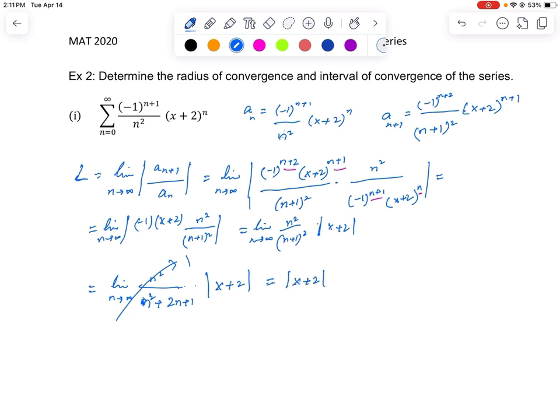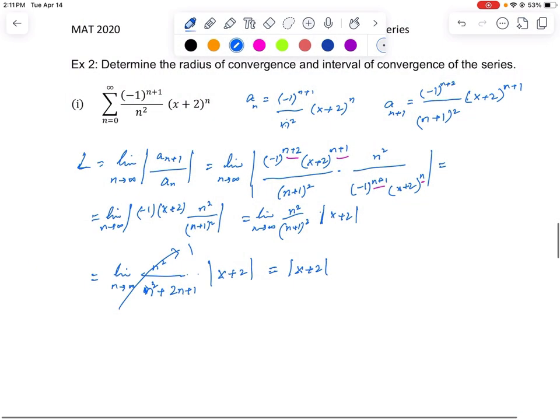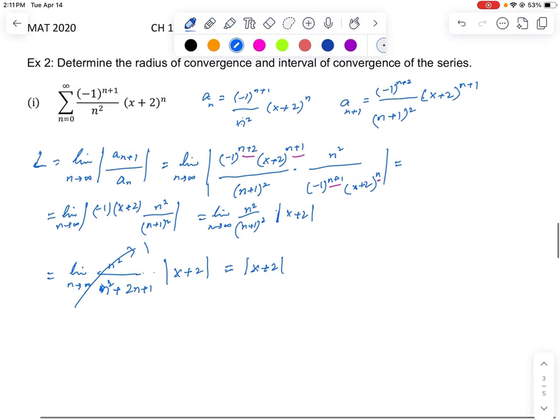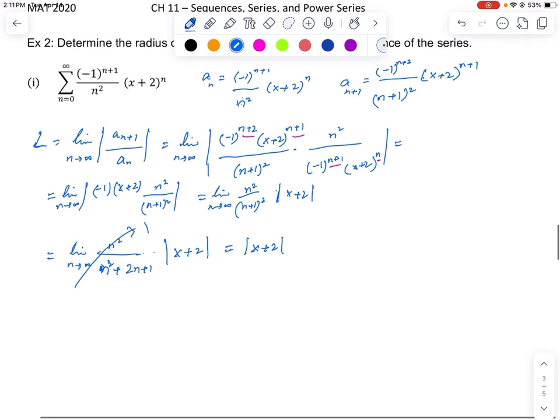Now if you go back and look at what the ratio test tells us, this is our L. If L is less than 1, it will converge. So the series converges when the absolute value of x plus 2 is less than 1.